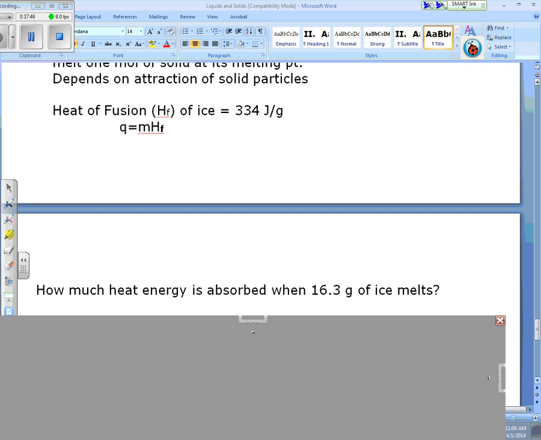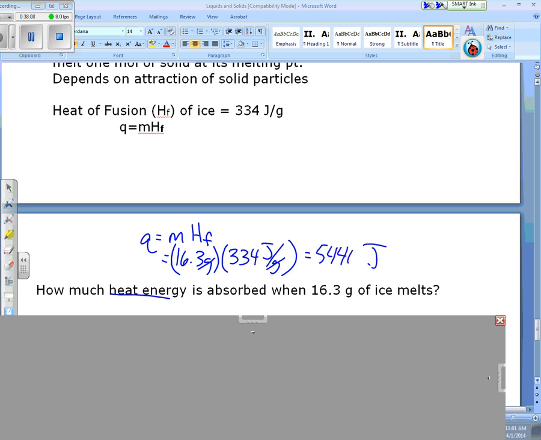All right, so Q is heat, and that's what we're looking for here. Q equals mHF. My mass is 16.3 grams, times my heat of fusion for water, which is 334 joules per gram. Grams cancel out. All I'm left with are joules, and I think you need 3 sig figs, so that's 5440 joules. But again, if it's over 1,000, we generally change it to kilojoules. So how many kilojoules is that? 5.44 kilojoules.